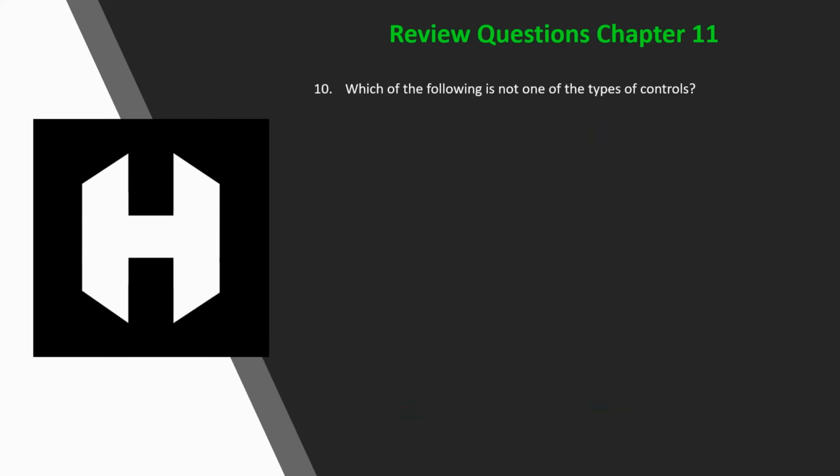And finally, question 10. Which of the following is not one of the types of controls? A, administrative controls, B, technical controls, C, physical controls, or D, transitional controls? If you said D, transitional controls, you would be correct.